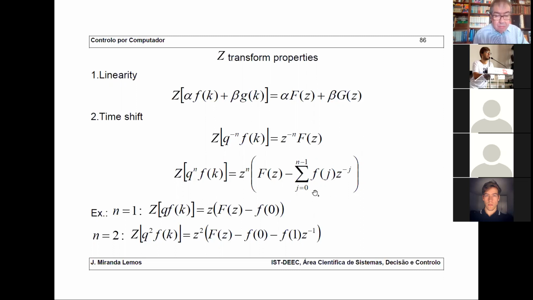If I do the shift forward, then I have to consider the initial conditions. This appears because I'm considering the unilateral z transform. In the bilateral z transform, you don't have this term here. If the initial conditions are 0, so if the initial values of f are 0, then this term is not there, and you just multiply f of z by z up to n to obtain the z transform of f of k plus n. This is shifting forward f of k. Two examples I give here. Otherwise, I must consider the initial conditions.